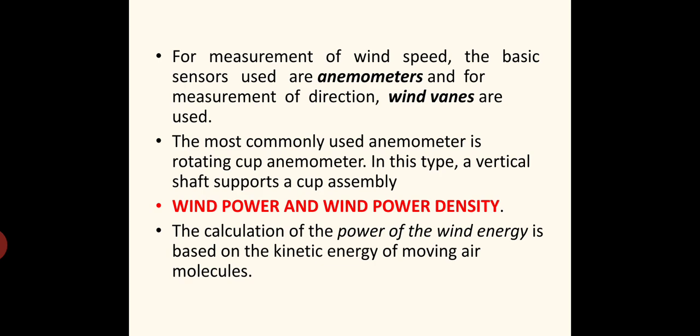Three cups will be there, that will be continuously rotating once the wind comes in contact with them. Always, that arrow located on top of the anemometer shows the direction of the wind. In this type, the vertical shaft supports a cup assembly, so a vertical shaft will be there. Over that shaft only this anemometer is connected. So based on the rotation of the anemometer, it is calibrated to the velocity of the wind.